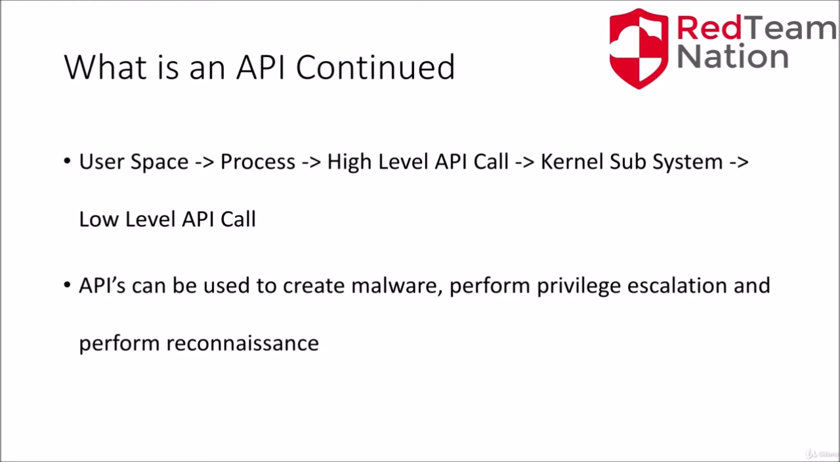Now, APIs can be used to create anything from malware to perform privilege escalation, new exploits, or even perform reconnaissance. In this particular course, we are not focusing on the malware at any point. I'll have a whole other course dedicated to how to create that. But we're going to focus a little bit on the reconnaissance and a little bit of working with privilege escalation.